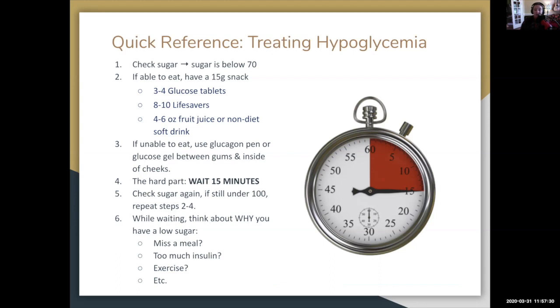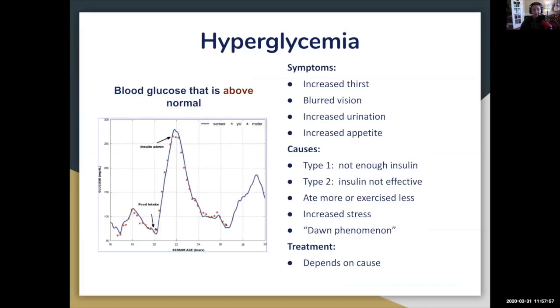And while you're sitting on your hands, waiting for your 15 minutes, you need to think about what happened. Why did this happen? Did I miscalculate my insulin dose? Did I skip a meal? Did I change my exercise? Did I start a new medication that's interfering somehow and causing low blood sugars? We need to figure out why so we can treat that underlying issue and avoid low blood sugar later.